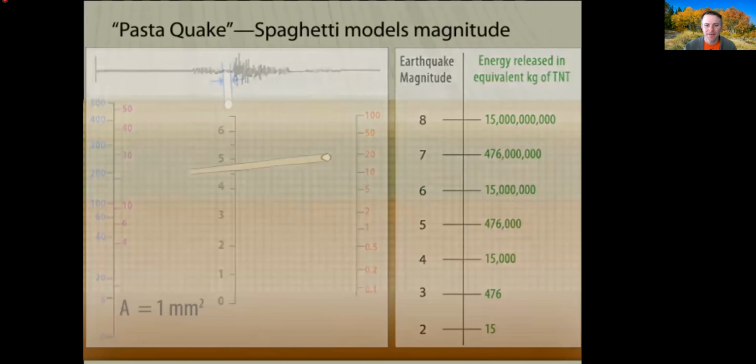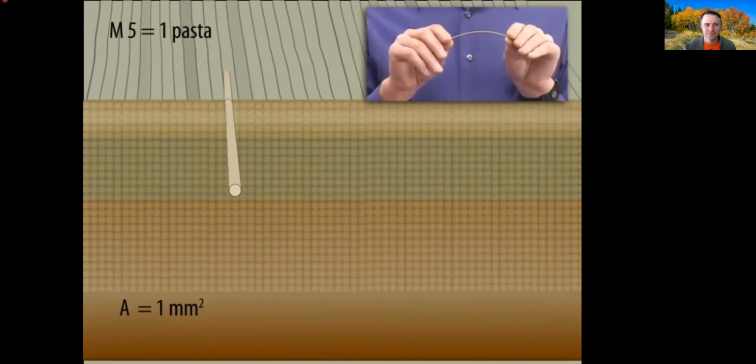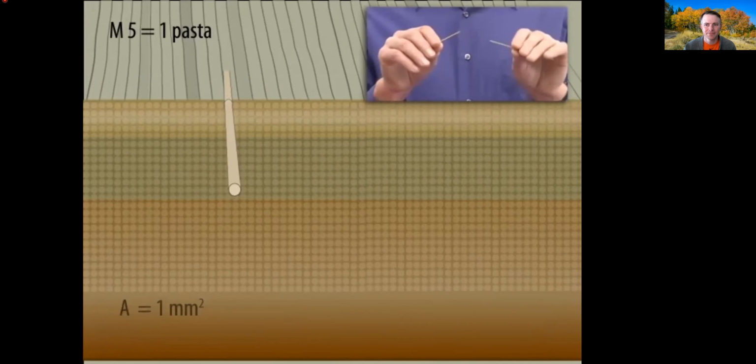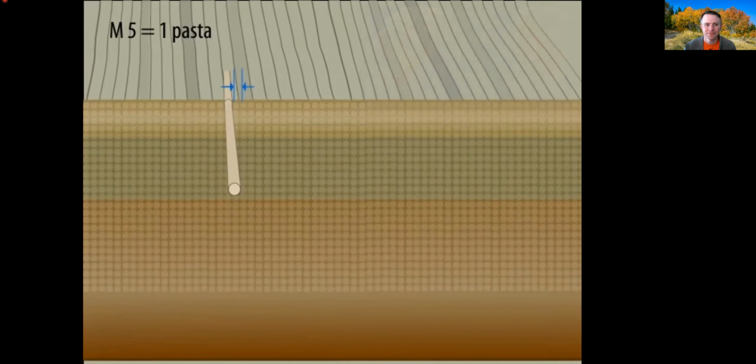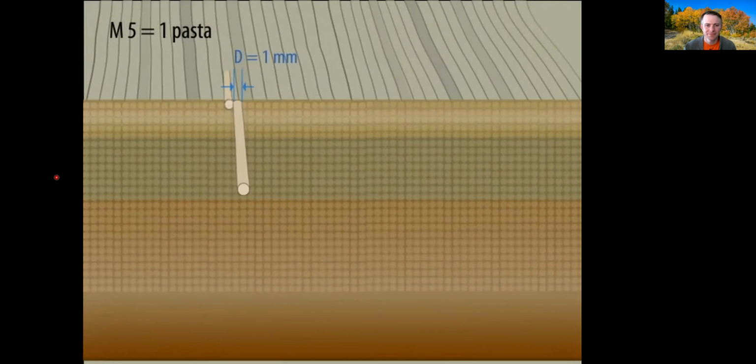To understand the scaling of the effects of the rupture area, here's our spaghetti model. This is great, by using pasta as a model for magnitude. The cross-sectional area of a strand of spaghetti is about 1 square millimeter. When you break the noodle, it makes an earthquake of, let's just say, magnitude 5 for our model. Mu is constant for all strands of pasta, and for D, we'll use 1 millimeter of displacement across the fault. So here we see the pasta break and move laterally 1 millimeter.